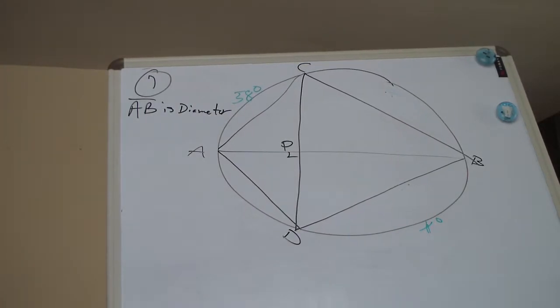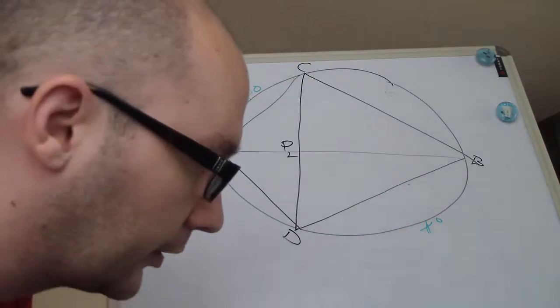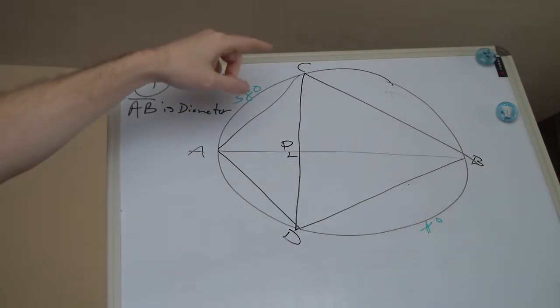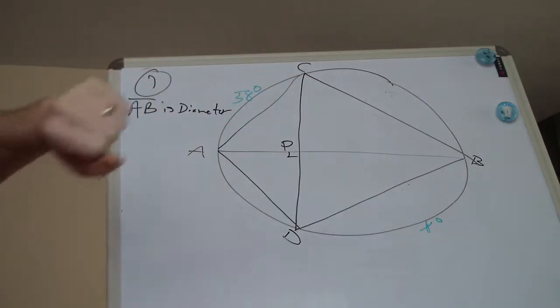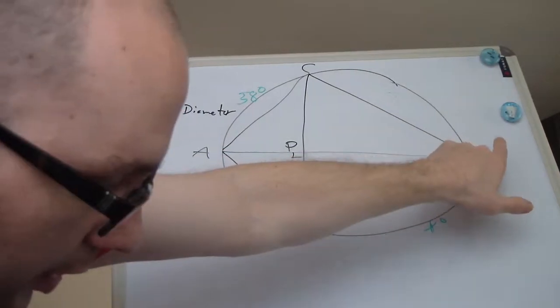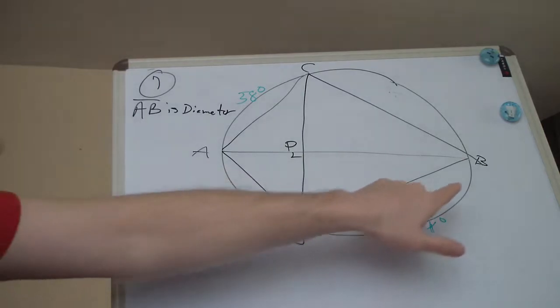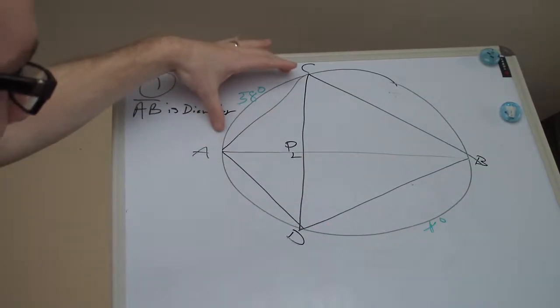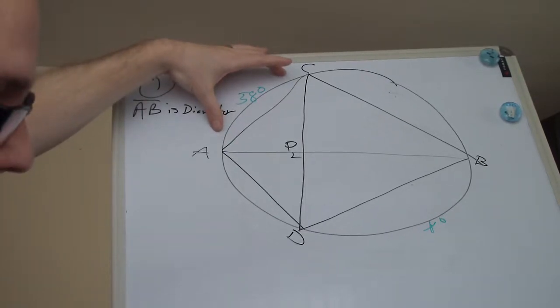Alright, so they give us, I'll read it actually. It says to use the diagram. AB is the diameter and AB is perpendicular to CD. Figure's not drawn to scale. It asks us to find the measure of arc BD if the measure of arc AC is 58.